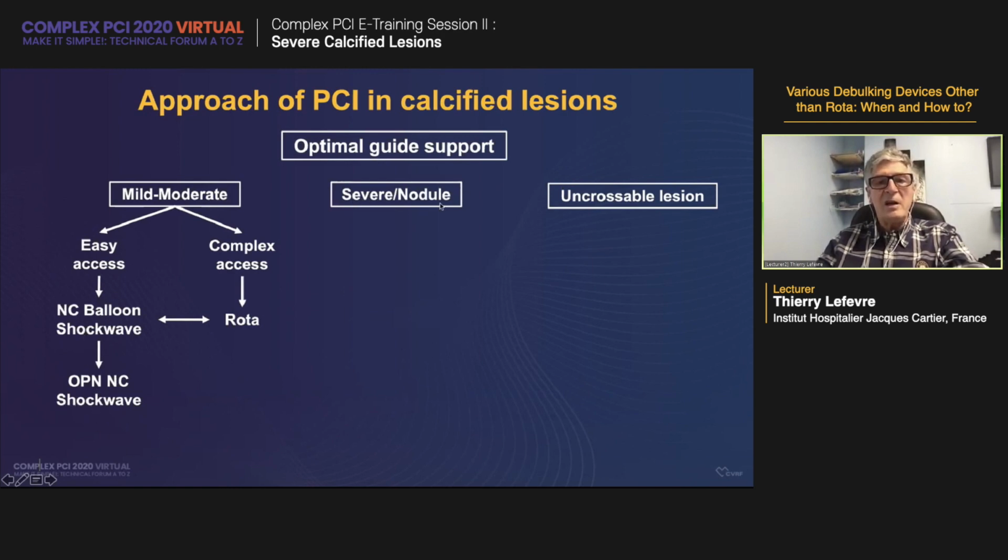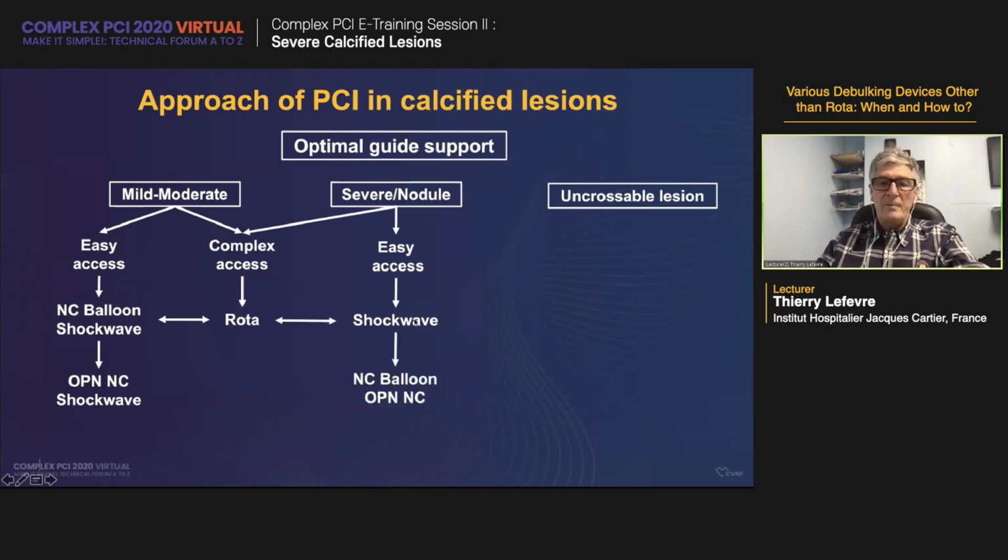Now, if you have a severe calcification or nodule, it's a little bit different because in the majority of cases, it's a complex lesion. So you can start with rotablation. Or if you have easy access, then you can use the Shockwave technology, and especially in case of nodules, it's very useful. Now for uncrossable lesions, like I said before, I think laser technology is really the best that you can do for this kind of lesion. Thank you very much for your attention.